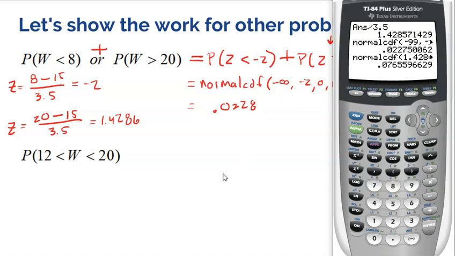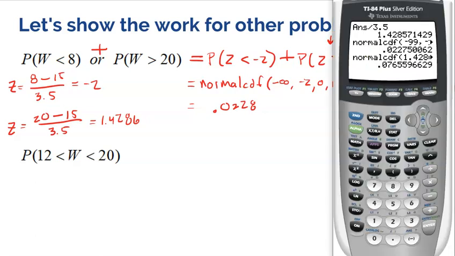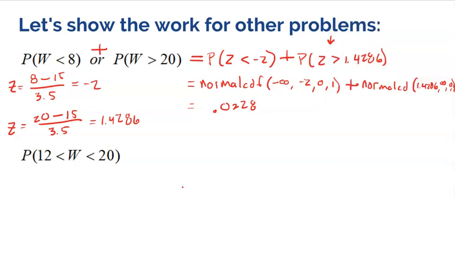But again, I got to write down, what am I doing there? That's a normal CDF. And again, that's going from 1.4286 to infinity, with a 0, 1. Sorry, I got to kind of squeeze that in there. And again, the actual answer to that is 0.0766. So I'm going to add to that 0.0766.